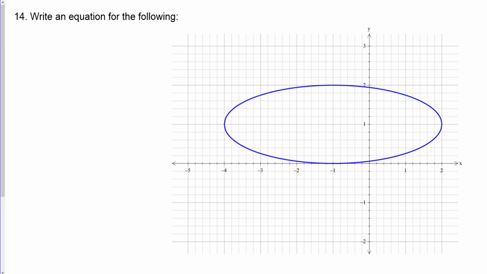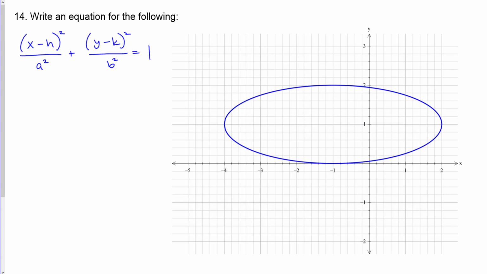Number 14, write an equation for the following. So I have an ellipse, and the equation of an ellipse looks like (x minus h) quantity squared divided by a squared plus (y minus k) quantity squared divided by b squared equals 1, where a and b might be reversed depending on if it's longer vertically than it is horizontally. But that's basically what it's going to look like.